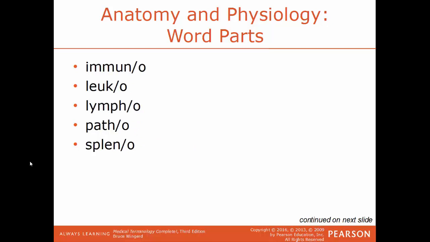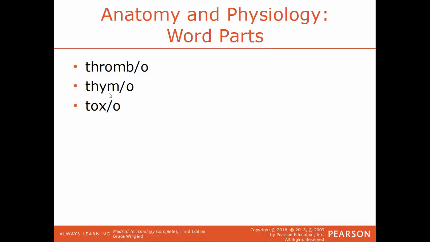Leuco is another term for white, such as a white blood cell will be a leukocyte. Sometimes you'll see it spelled with a C, sometimes you'll see it spelled with a K. Lympho is a reference to the lymphatic system or lymph in general. Patho references disease, and spleno references the spleen. Thromb or thrombo is a reference to a clot, a blood clot. Thym or thymo is a reference to the thymus gland, and tox or toxo is a reference to a poison. So something that is toxic is poisonous.